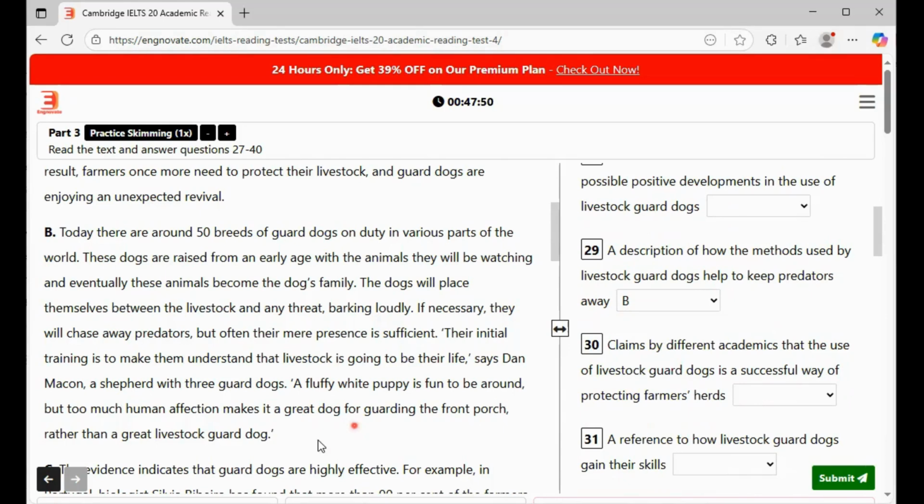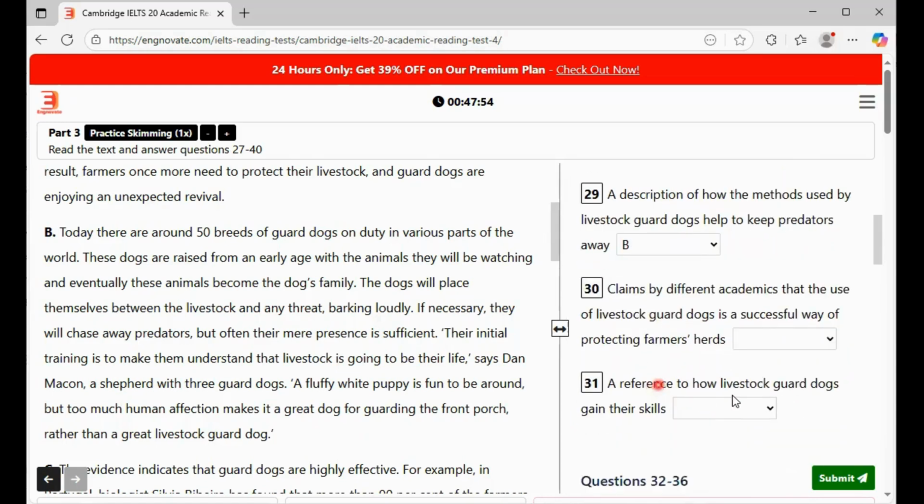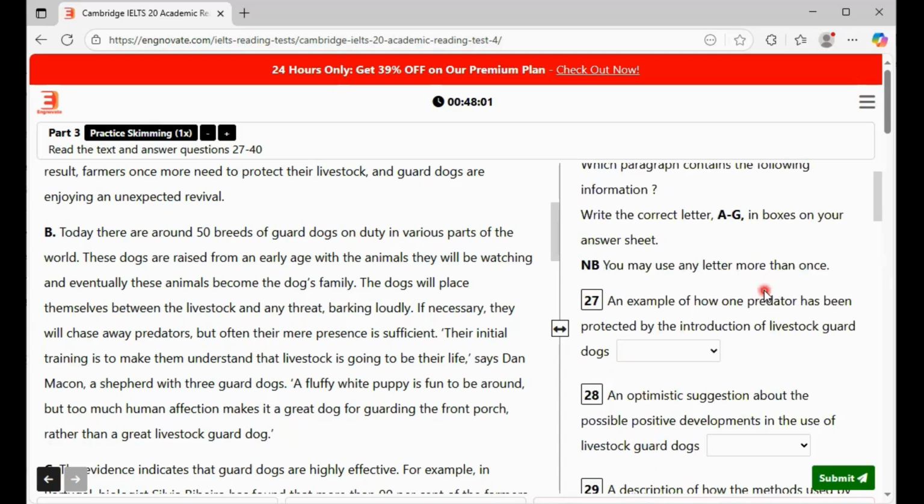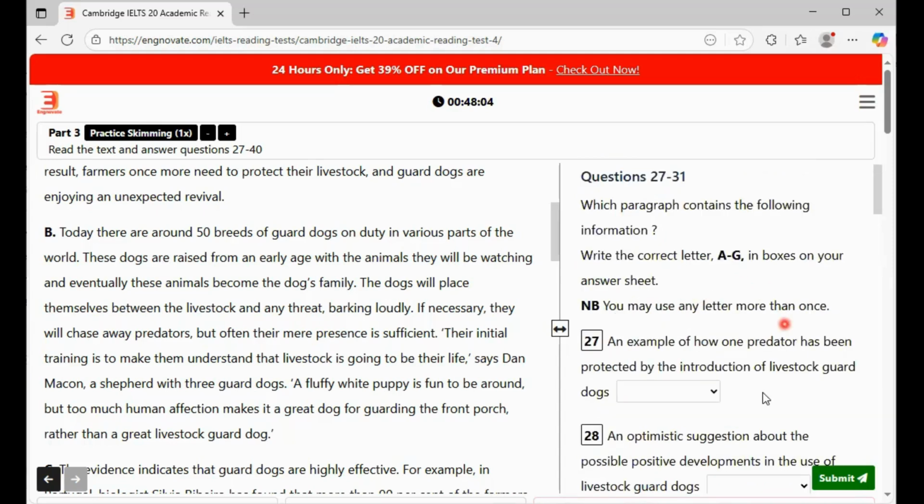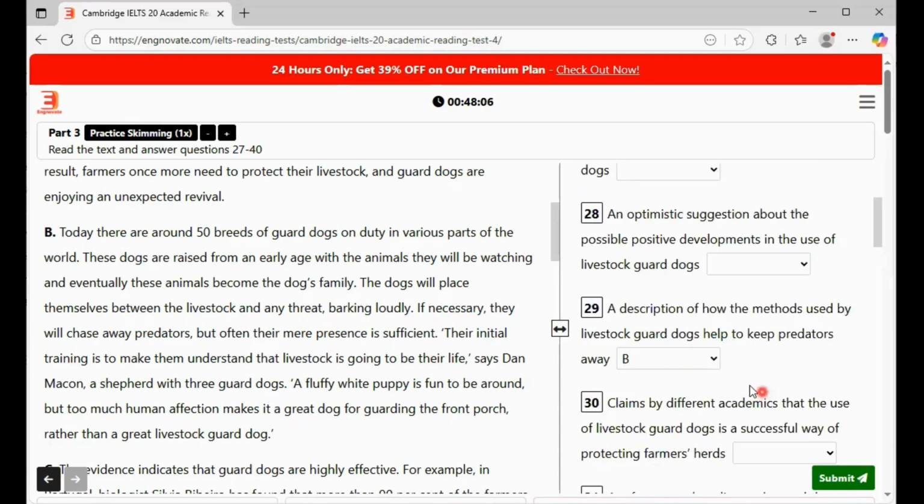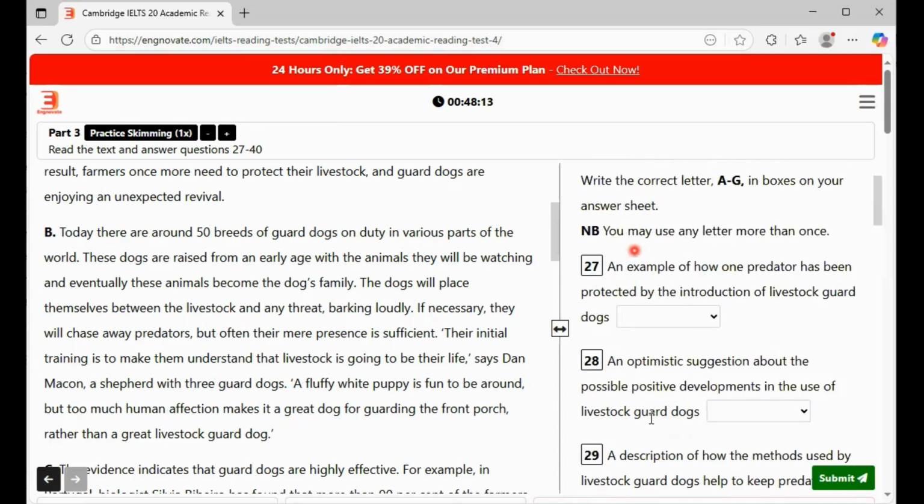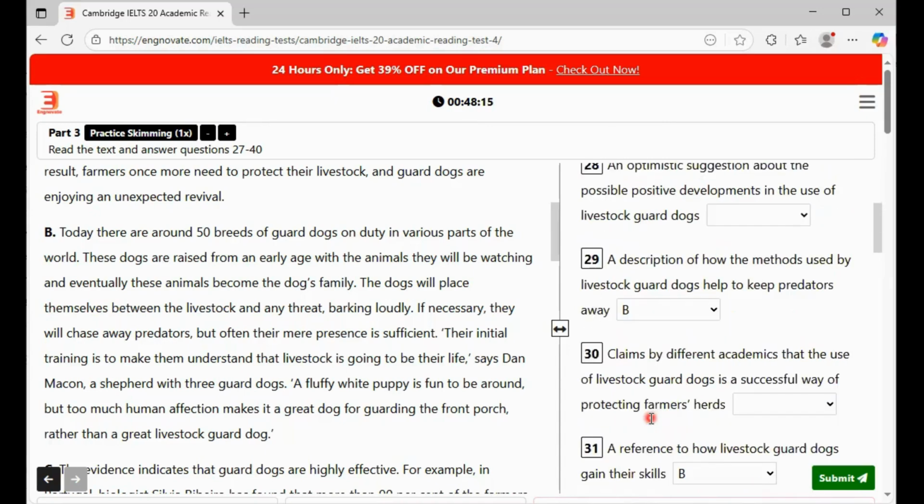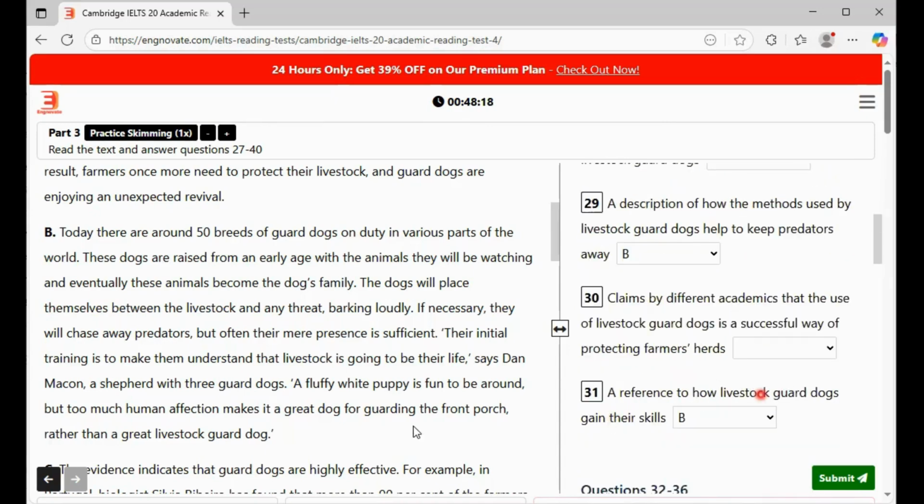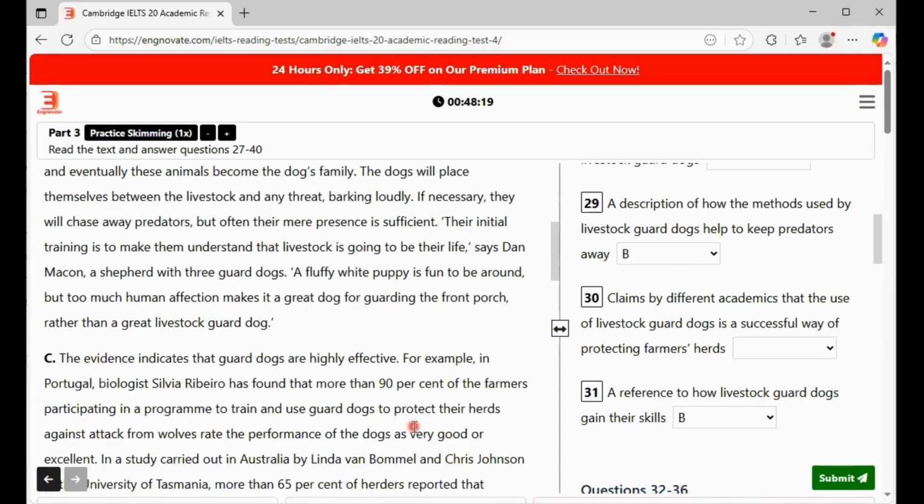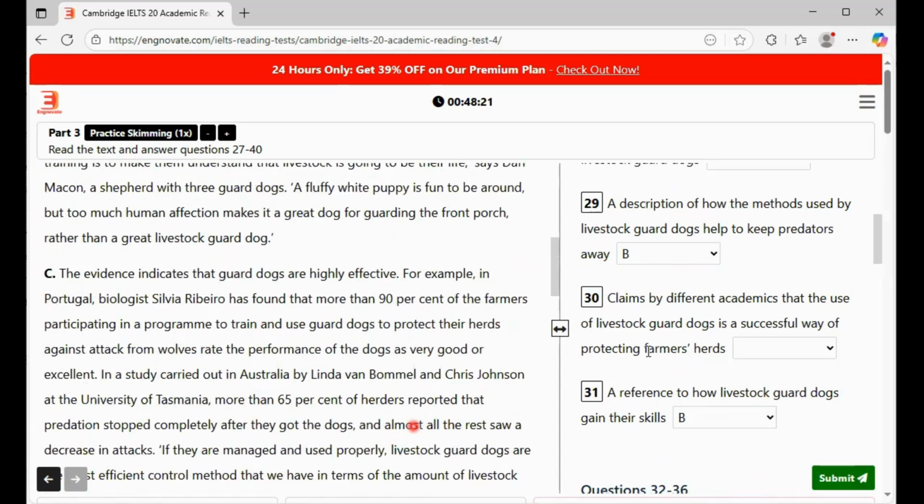So then academics, they didn't talk about academics here. How livestock gain their skills. Also, hold on. Can we use any letter more than once? You may use any letter more than once. Oh, that means I can pick B for number 31 too. Since they said we can use any letter more than once, then number 31 is also going to be B, except if I now see another place where they describe how they gain their skills. Paragraph C now. Let me see. Is there any other?